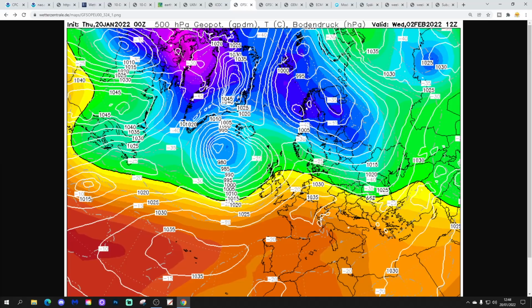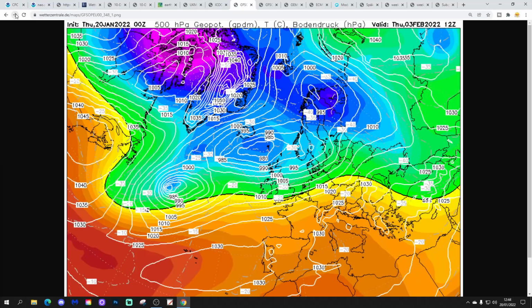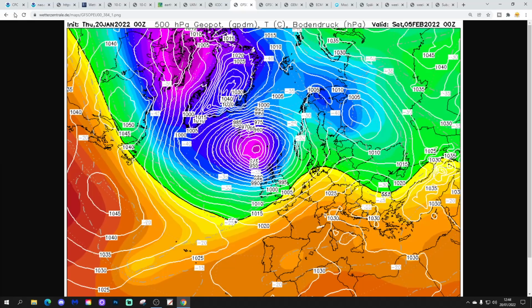It's still there over France, for example, but gradually the GFS midnight run does turn more unsettled and actually finishes up quite stormy by the 5th of February, wet, windy, and relatively stormy by then.